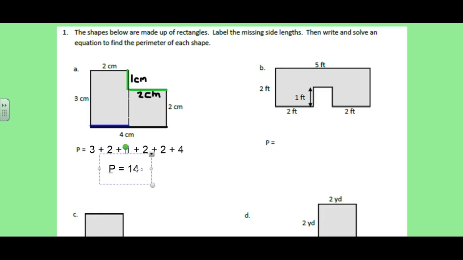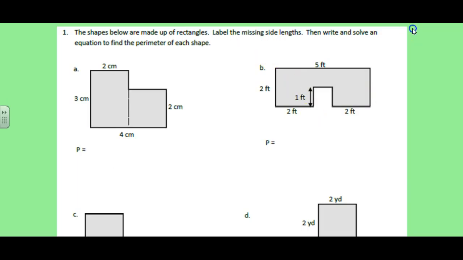So you should have got that it was 14 centimeters. Now we're ready to move on to shape B, which is kind of just like the one that we did on the concept development before we were ready for the problem set. Okay, so for B, we need to look and see what missing side lengths there are.